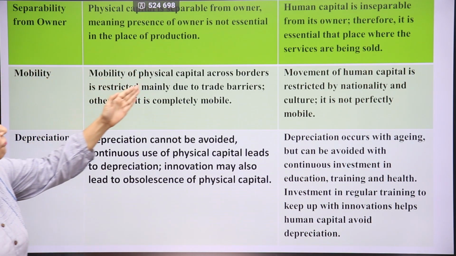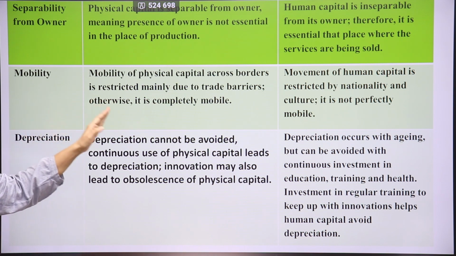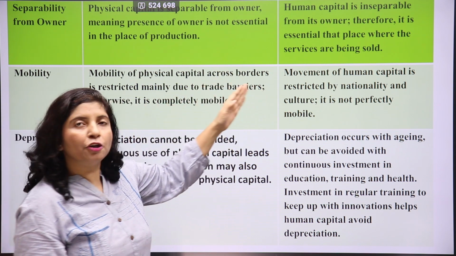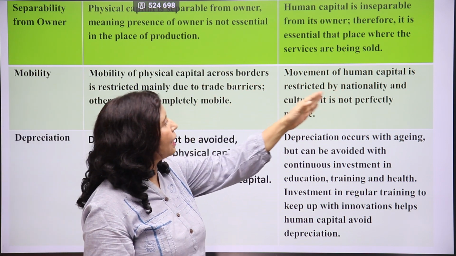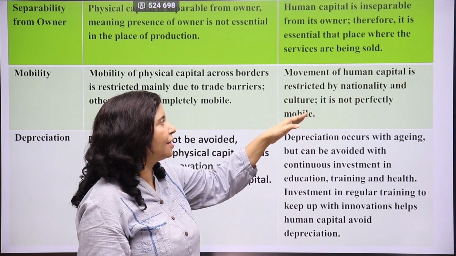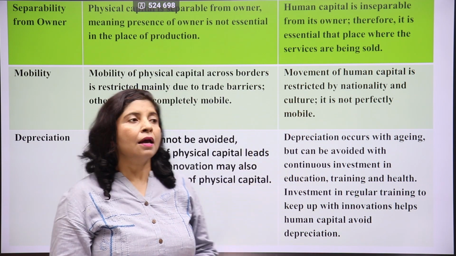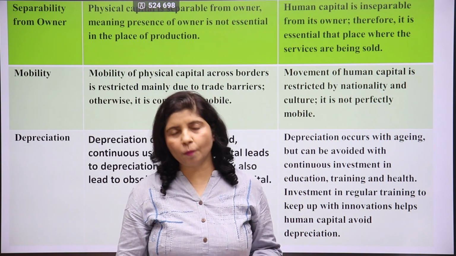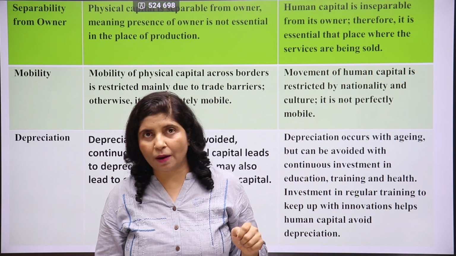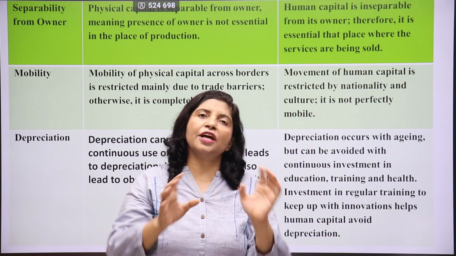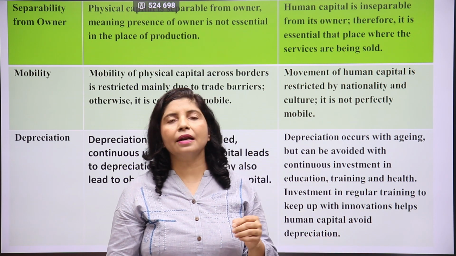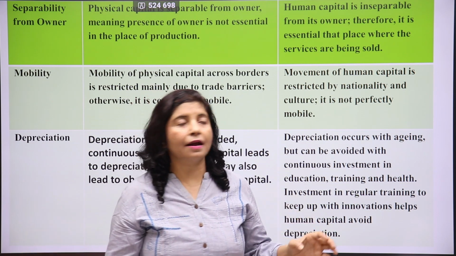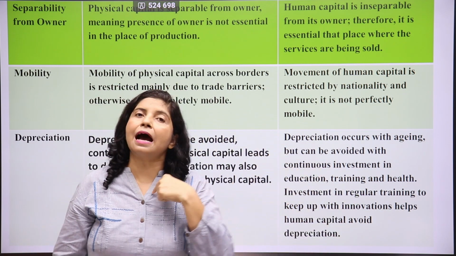Then mobility. Mobility of physical capital across borders is restricted mainly due to trade barriers, otherwise it is completely mobile. In case of human capital, movement is restricted by nationality and culture. It is not perfectly mobile. Take for example, I wish I can go abroad, but I have kids, I have a home, so I can't be perfectly mobile, but I can courier my camera anywhere. I can courier any sewing machine or any lights or any equipment of my YouTube channel anywhere. That means my machines are perfectly mobile, but I am not.